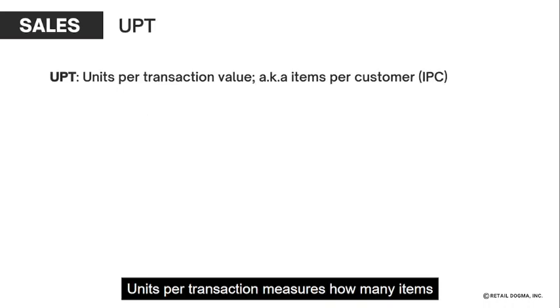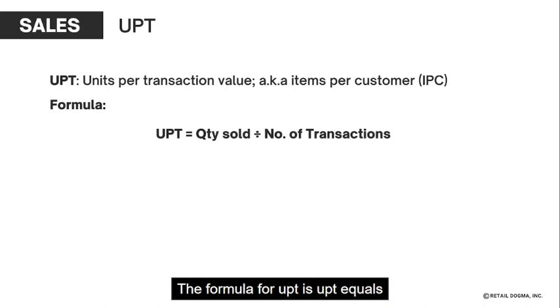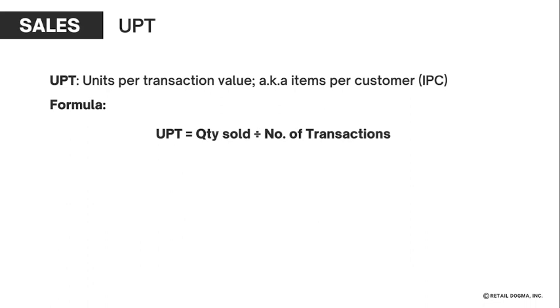Units per transaction measures how many items customers buy on average per transaction. It is also known as items per customer or IPC. The formula for UPT is UPT equals total quantity sold divided by the number of transactions.